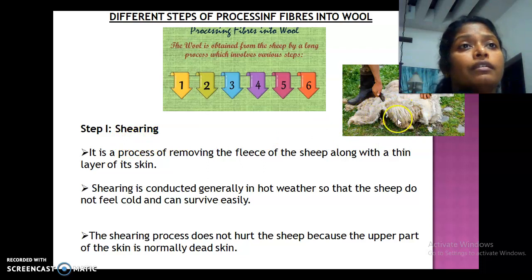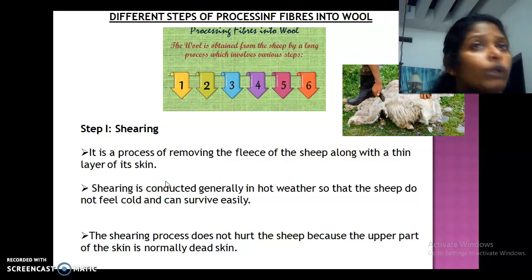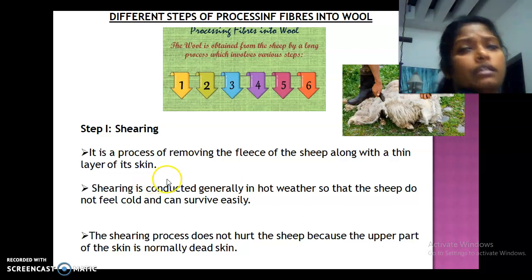You can see in the picture that a farmer is removing the skin of the sheep. Okay, not the skin, the hair of the sheep. Shearing is the process of removing the fleece, meaning hair, of the sheep along with a thin layer of skin. When you are removing the thin layer of skin, does it harm the animal? No, it doesn't harm the animal, just the thin layer of skin is removed.